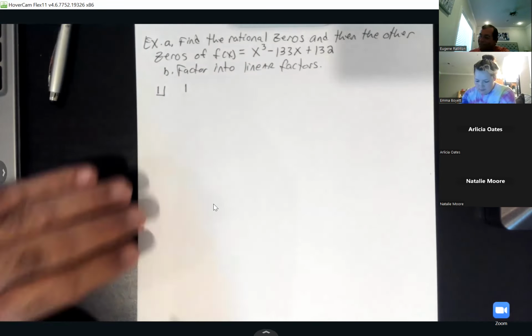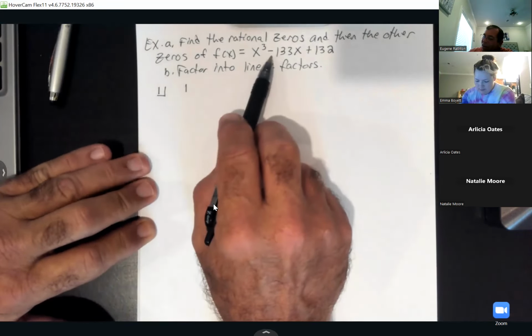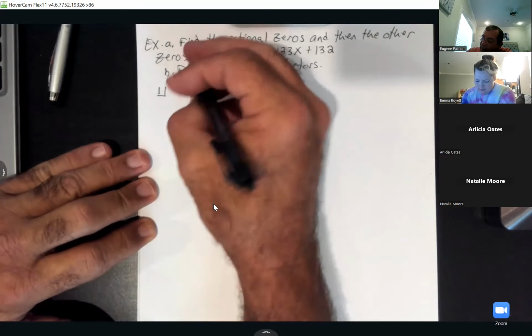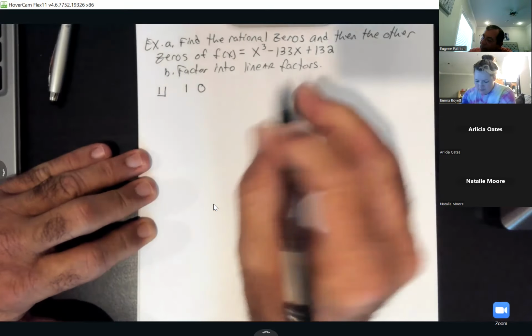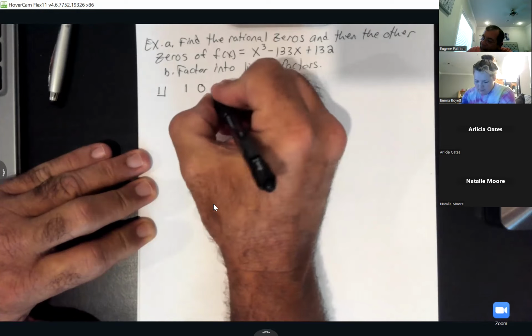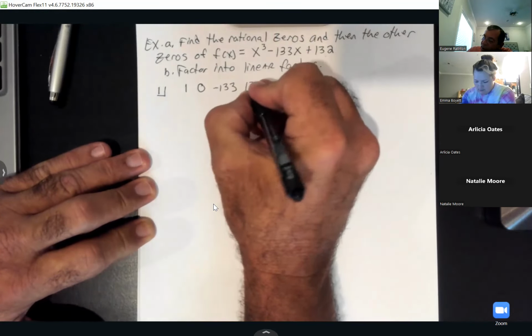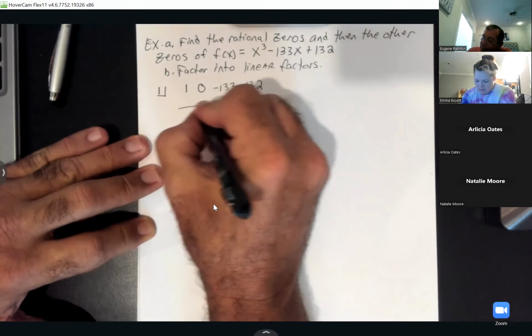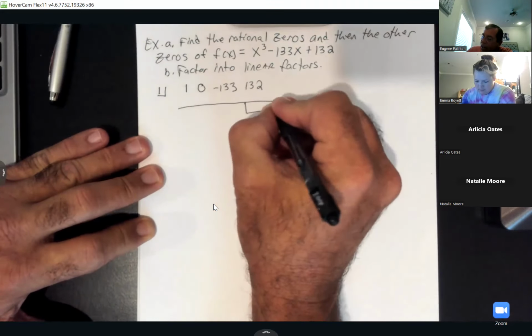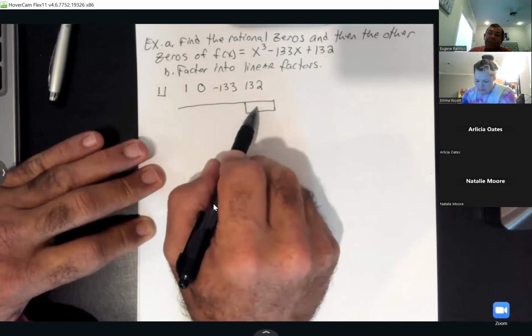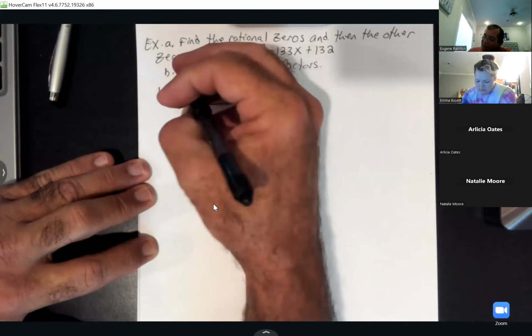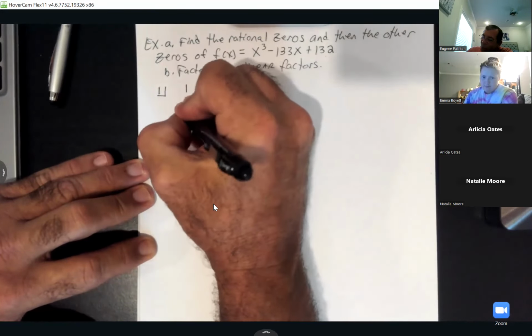Okay. All right, y'all, look at here. I don't have an x squared term, so I'm going to use a 0. My x is a negative 133. And then my number at the end is a 132. Now, if I got the right 0 here, then my remainder better be 0, okay? So here we go. We'll bring the 1 down.